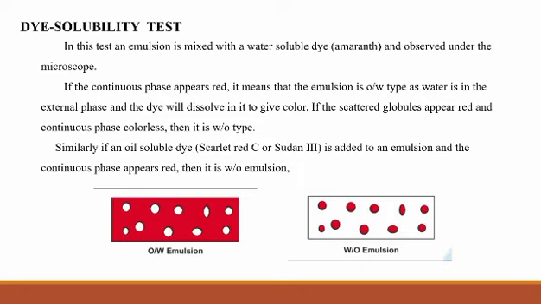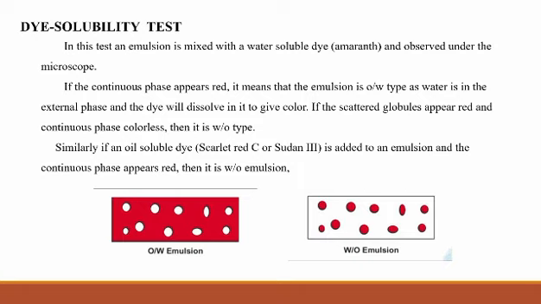So that is for water soluble dyes. If the outer surface has the red color, it shows that it is an oil in water emulsion. If the inner globules appear red in color, it shows that it is a water in oil type emulsion. Next, we are using oil soluble dyes, for example scarlet red or Sudan III. Commonly we use scarlet red.